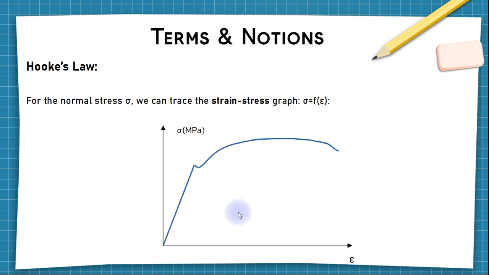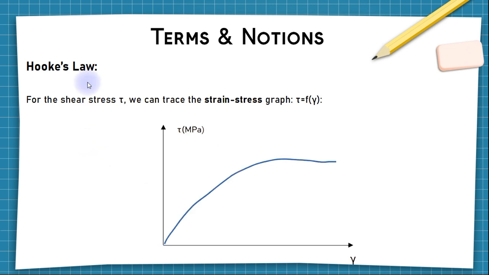So this is Hooke's law, and it's really important. We are going to explain this graphic in detail, but let's just distinguish between these two things. You know the sigma, which is the stress-strain graph, where sigma equals f of epsilon. And here is what you get. This is the graphic. The strain is on the x-axis, and the stress is on the y-axis. The same thing goes for the shear stress, which is tau equals f of gamma.